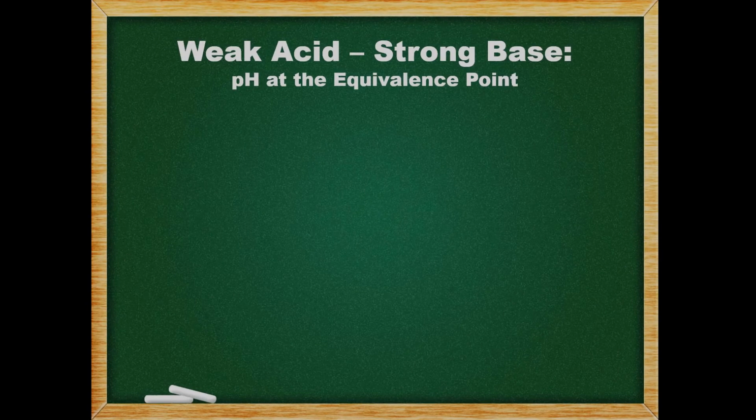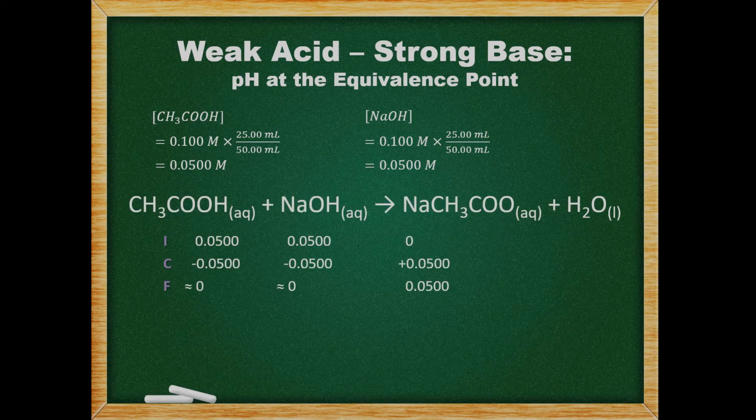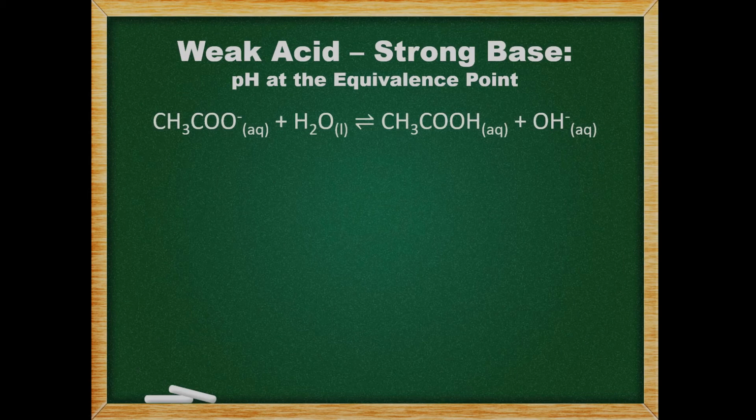Once we've reached the equivalence point, we have used 25 milliliters of sodium hydroxide. Our ICF table reveals that a 0.0500 molar solution of sodium acetate now exists in the solution. The anion of this dissociated salt is the conjugate base of a weak acid, so it can accept protons from water. We use the hydrolysis reaction and an ICE table to help us calculate the pH of the solution.